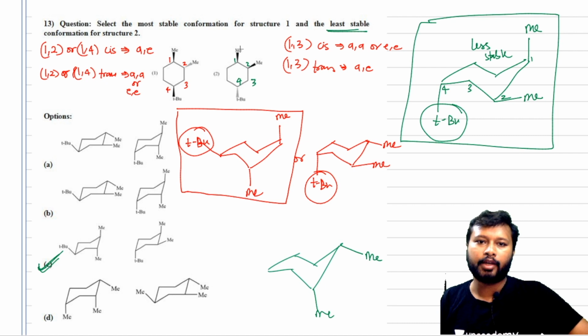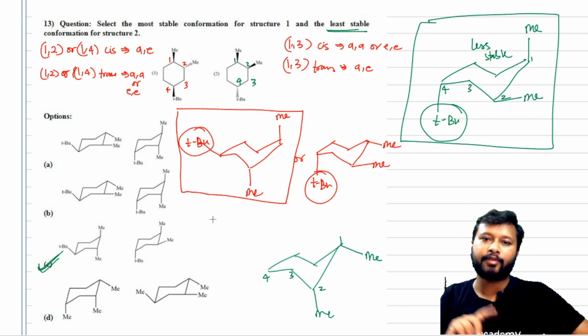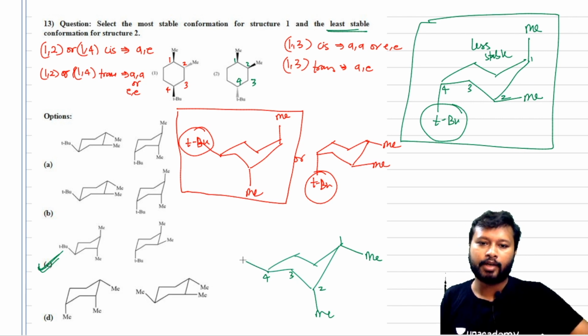Now again, I told you for 1 and 4 they have to be either both axial or both equatorial. Since I already have equatorial on the first position, the fourth one has to be equatorial in order to satisfy the trans position. So that's why my tertiary butyl group will come over here.